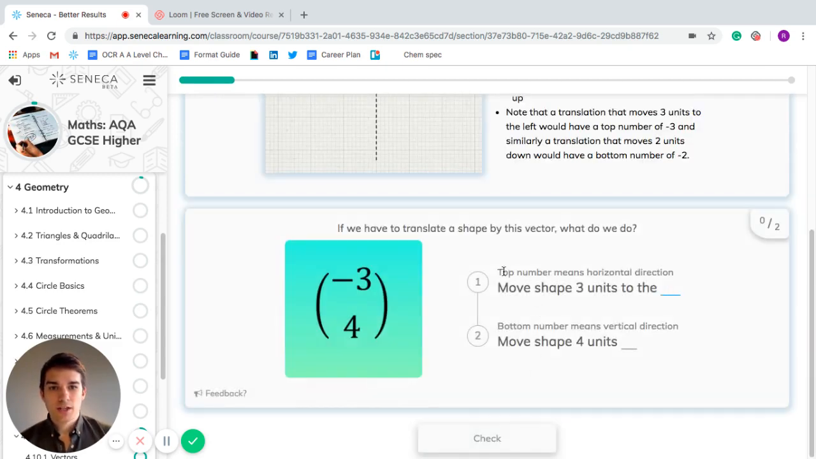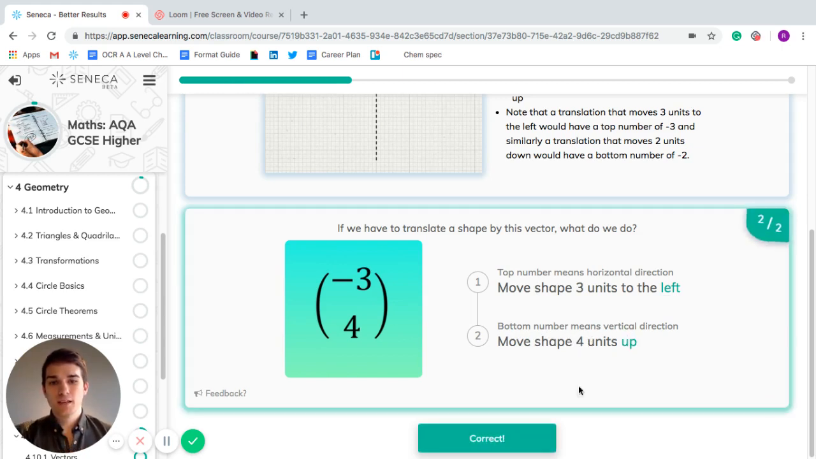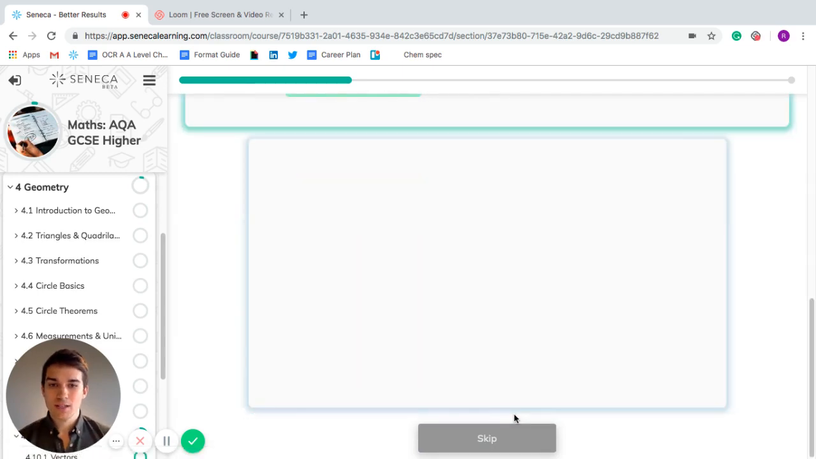So let's have a look at some questions. So the top number means the horizontal direction. So this vector would move the shape 3 units to the left because it's a negative number. And likewise, the 4 on the bottom, it would move it 4 units up. And positive, up, negative, down.